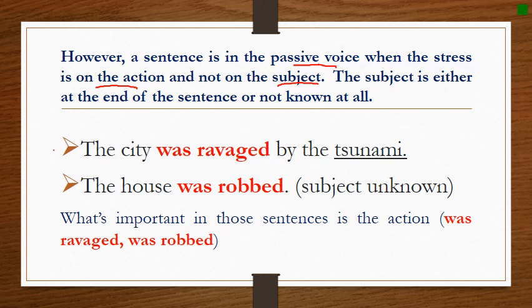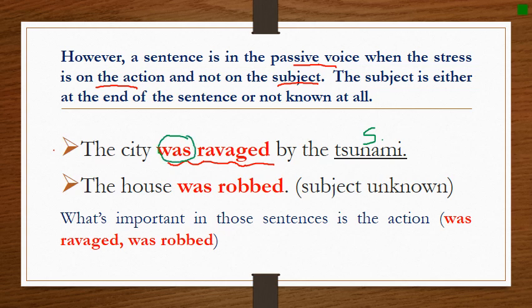The city was ravaged by the tsunami. This is the action here. What happened? All we care about is that the city was ravaged. So this is the action. Look at the subject. It's at the end of this sentence. The city was ravaged by the tsunami. The tsunami, okay?